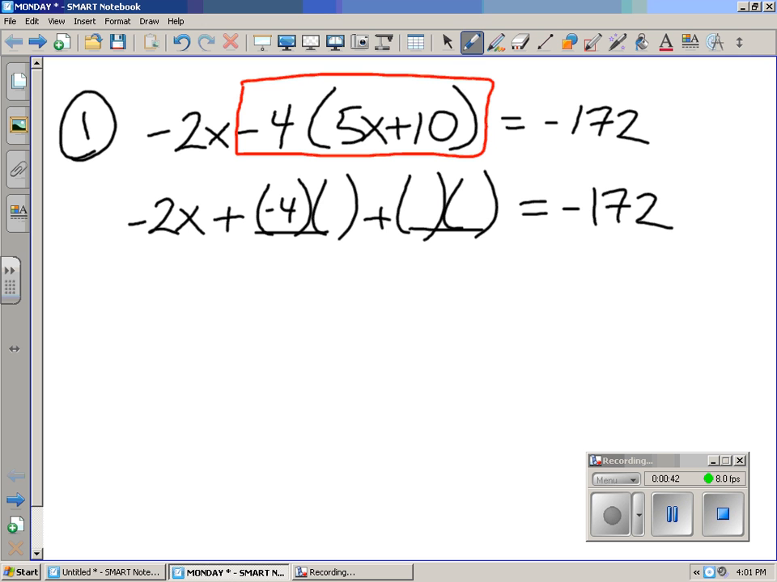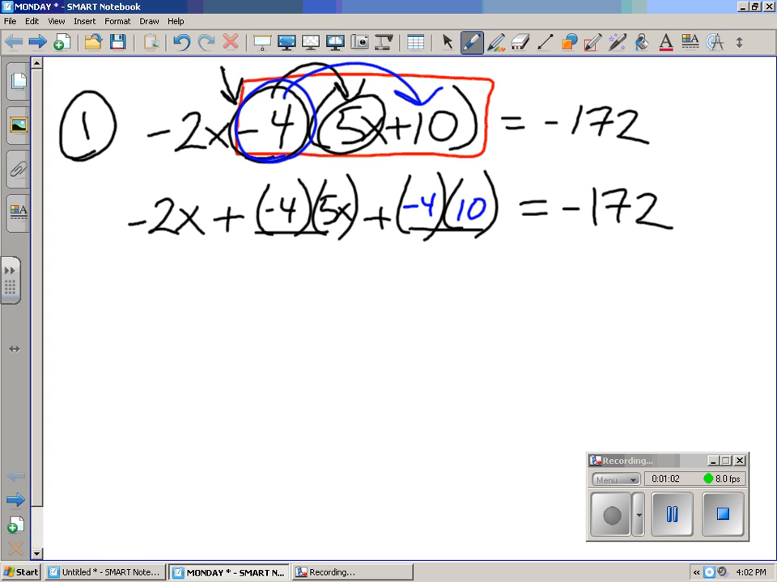In this first blank, I'm going to put the negative 4. You want to make sure you include the sign in front of the 4. And that's being multiplied by the 5x. Then we have the negative 4 being distributed to the 10. So I write negative 4 times 10. So the negative 4 was given to the 5x and to the 10.